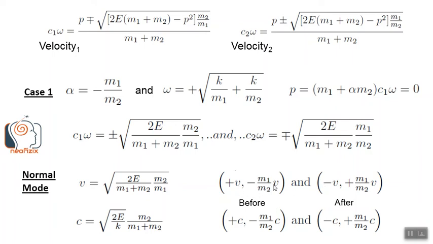So these are the velocities we observe when the masses are in their resting position during oscillation. Here, plus v is the velocity of first mass before collision, and minus m1 by m2 v is the velocity of second mass before collision. Similarly, this is the set of values of m1 and m2 after collision. The before becomes after and after becomes before, so it keeps switching between those two states. And with c equals this, the amplitude keeps switching between plus c, minus m1 by m2 c, and minus c, plus m1 by m2 c.